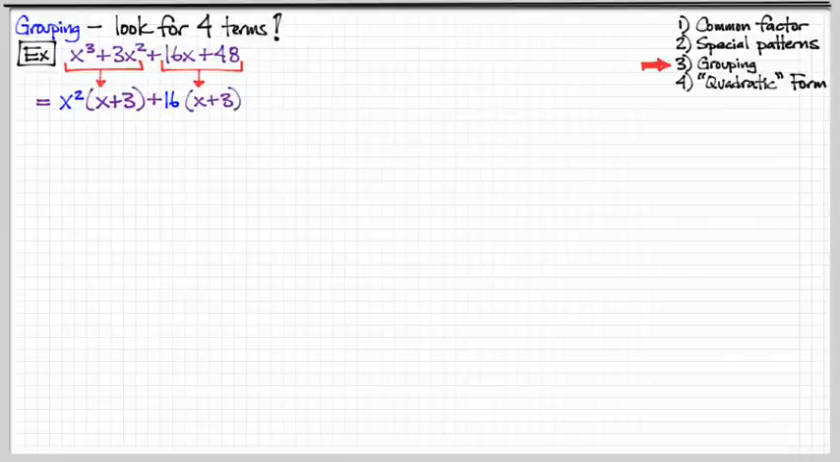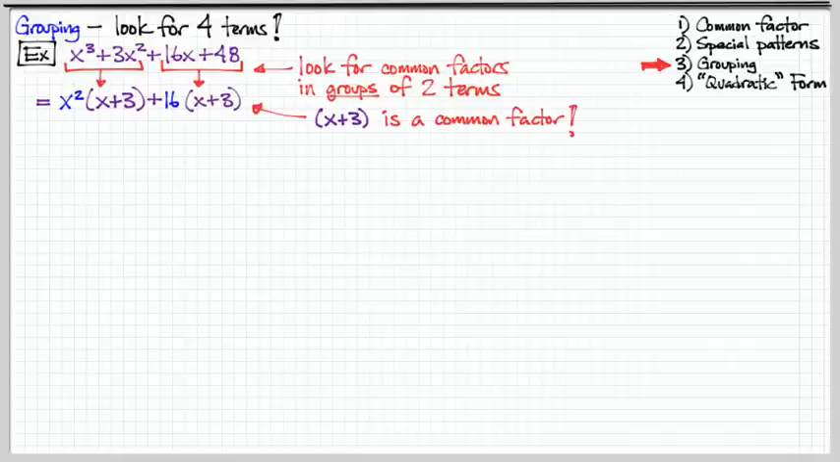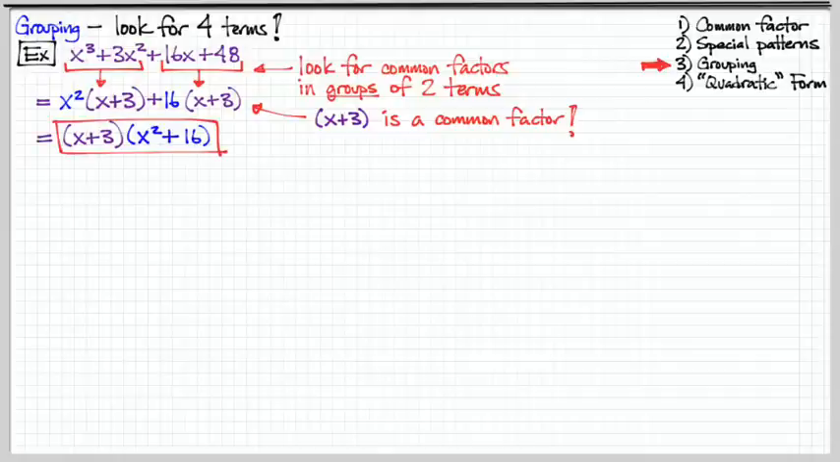Now conveniently, and this is when grouping works, we notice that we have an x plus 3 and an x plus 3, which itself is a common factor. So we can now factor out the x plus 3, and we're left with x plus 3 times x squared plus 16. We get the x squared from here, we get the 16 from over here, and this is how we factor out the x plus 3.